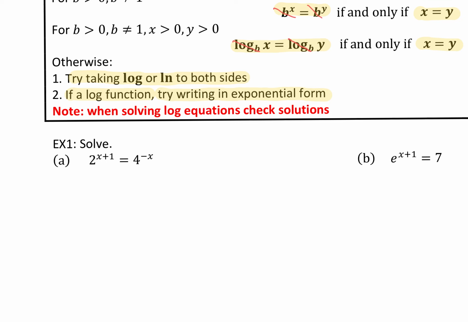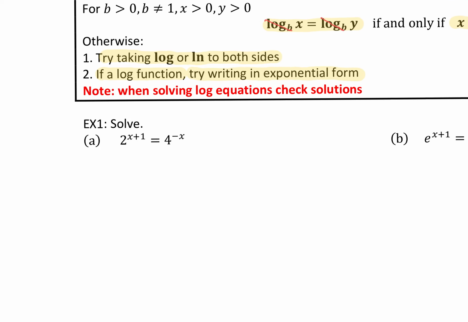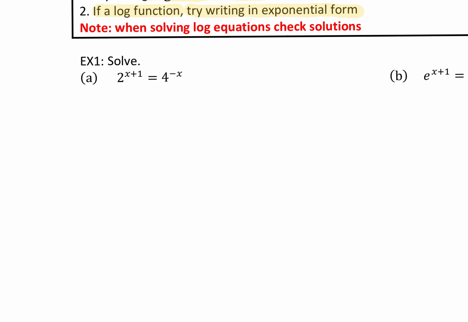In example 1a, we're going to solve 2 to the x plus 1 equal to 4 to the negative x. Now in this particular example, I can get the bases to match as we did before by simply writing 4 as 2 squared. I'll have 2 to the x plus 1 equal to 2 squared in parentheses and then to the exponent negative x. So 2 to the x plus 1 equal to 2 to the negative 2x.